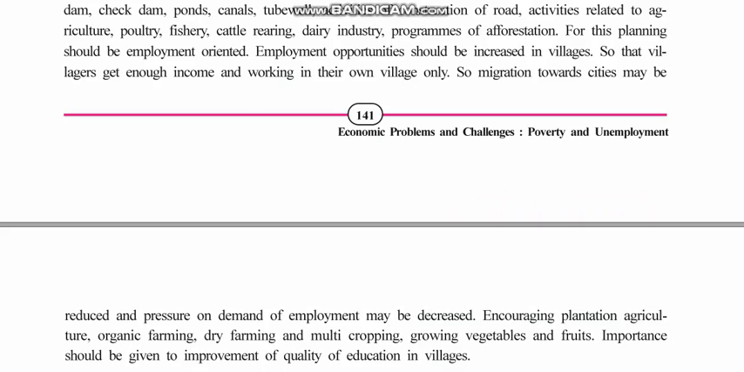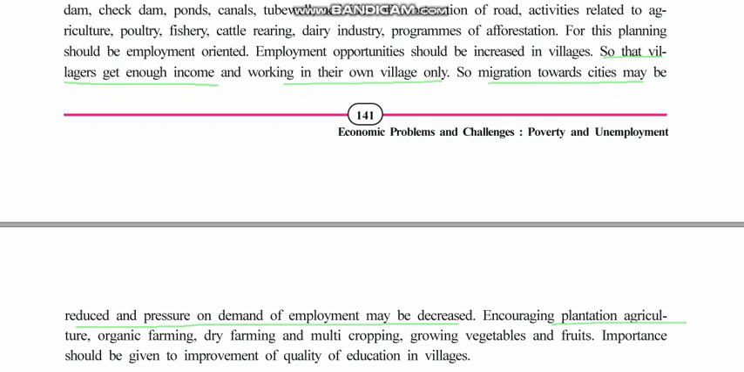For this, what should be done? Planning should be done, right? So that villages get enough income by working in their own villages. So migration towards cities is stopped, which reduces pressure on the cities.